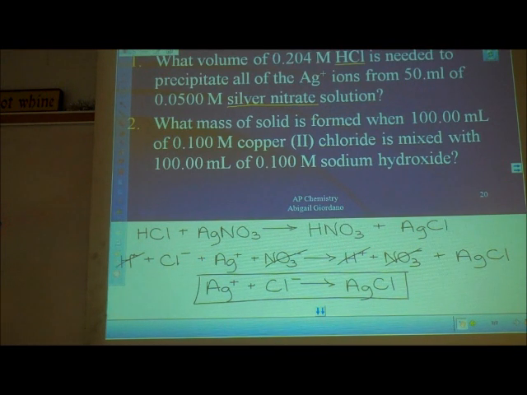How come silver chloride is insoluble? I thought halogen salts were soluble. Except for silver. It's one of the exceptions.